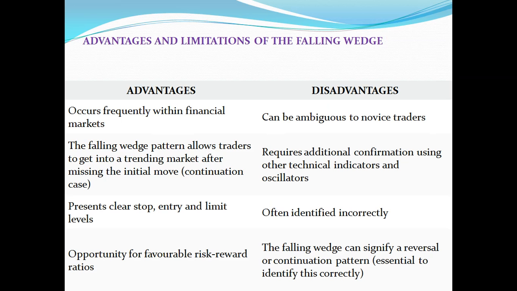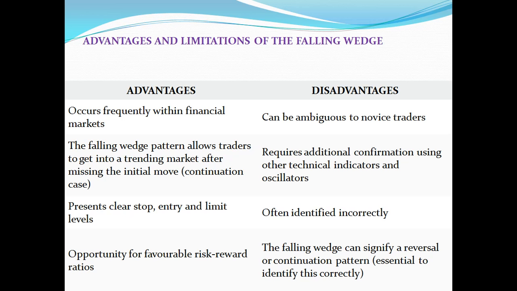Advantages and limitations of the falling wedge. So what are the advantages of the falling wedge? It occurs frequently within financial markets. The falling wedge pattern allows traders to get into the trending market after missing the initial continuation case. It presents clear stop, entry and exit levels, and an opportunity for favorable risk reward.